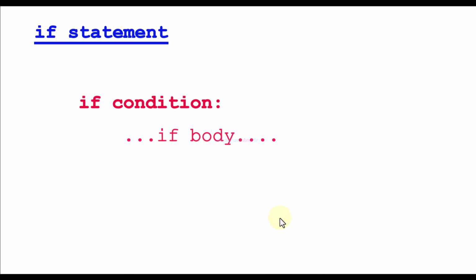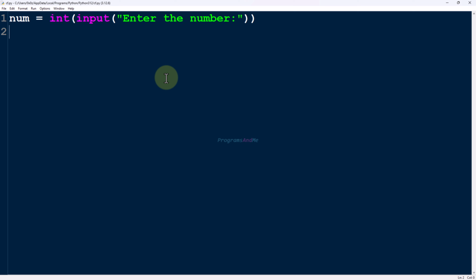Okay, so this is about the if statement. If the condition is true, it will execute that part of code. If the condition is false, Python will skip that part of code. Okay, next let's take a few examples. First, here I'll ask the user to enter a number, and I want an integer number, so I'll convert my input to int using this int function, and the entered number will be stored in this variable num.